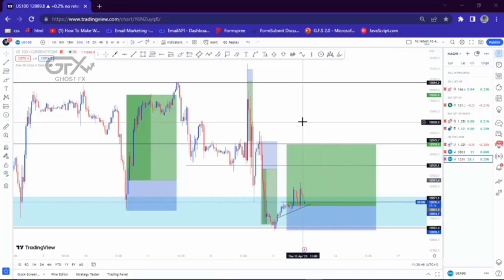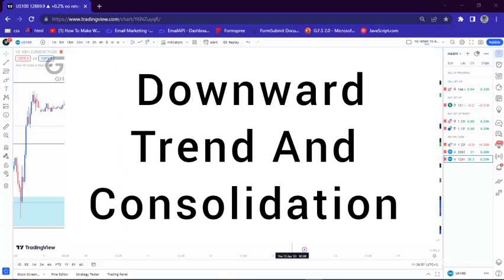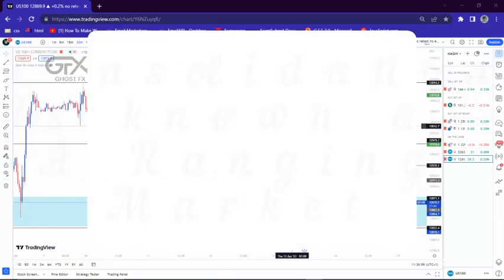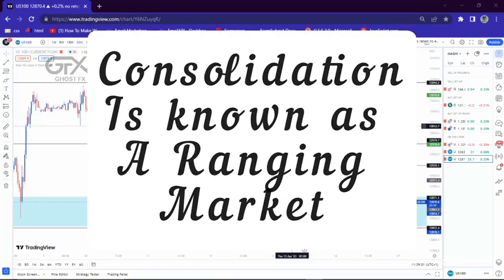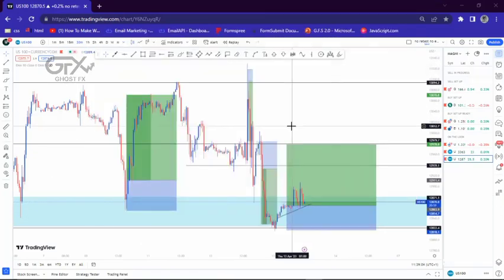So today we're going to be looking at part two, and in this part two we're looking at downward trends and consolidation. Consolidation is also known as the ranging market. I spoke about it in the last video, but I never went in depth like I'm going to do today. So if time permits, we're going to hit it.